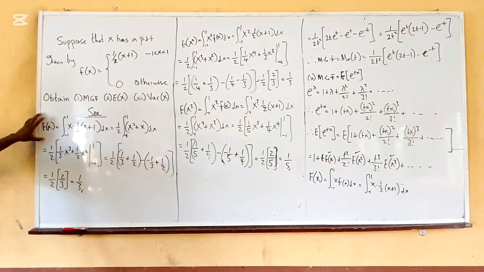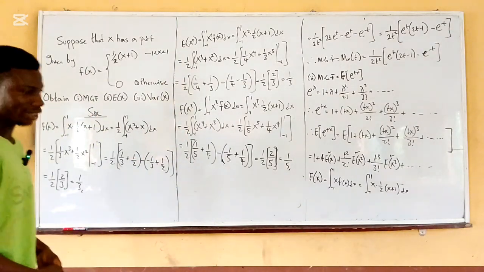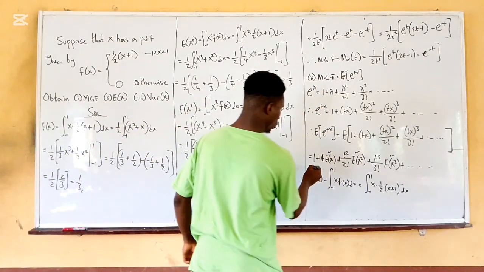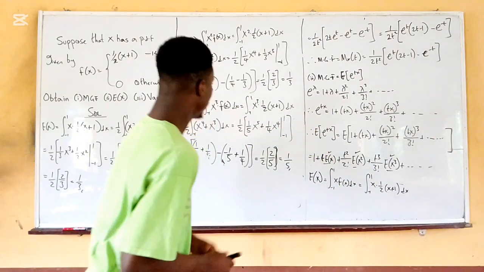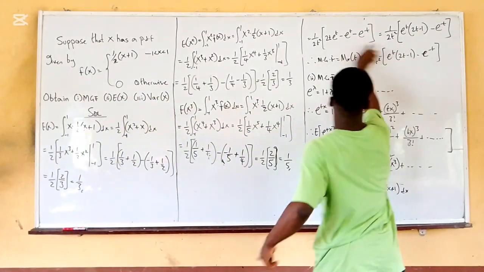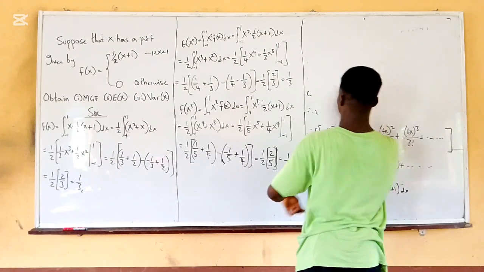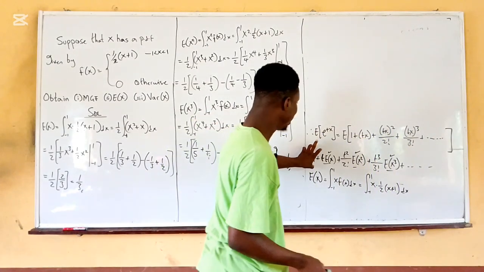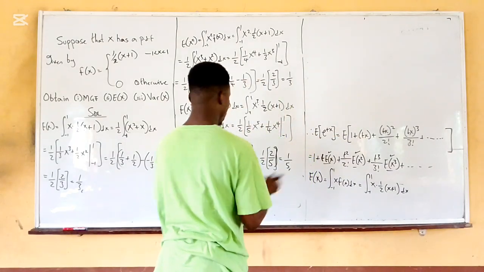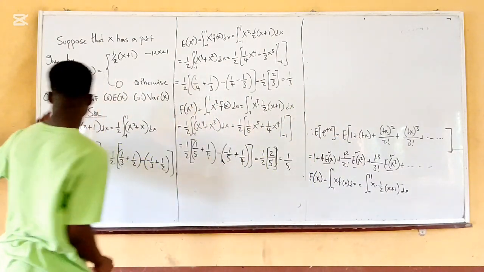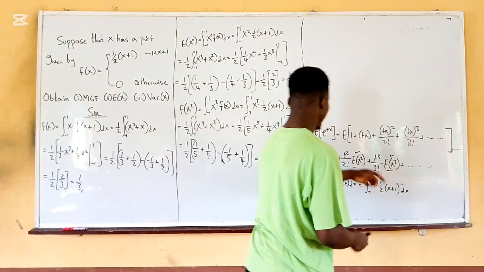Now, I have gotten my E of X, I've gotten E of X squared, I've gotten E of X raised to power 3. So what I will do is to come here to this place and substitute. Remember that this is my expectation E of exponential tX. I'm going to substitute each of these into this one.